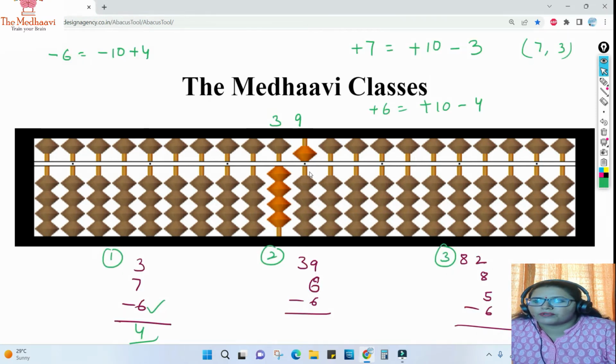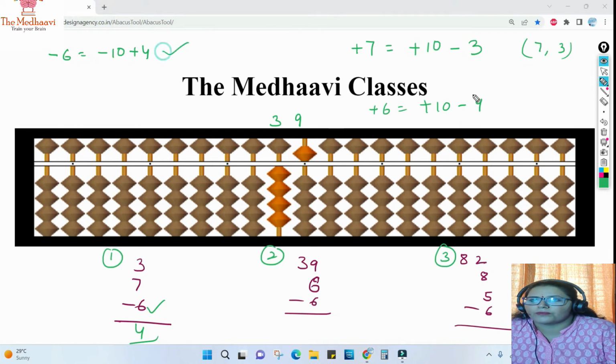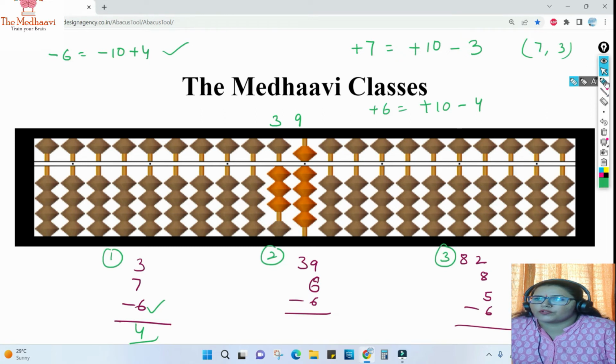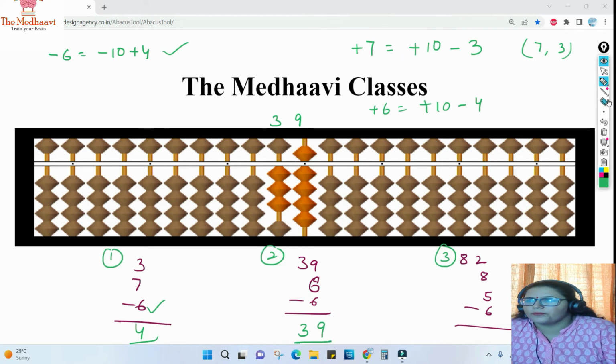Now you have to subtract 6. Again, on the unit place we have only 5, so we cannot subtract 6. How do you subtract 6? By using this formula: minus 10 plus 4. The answer is 3 on the tens place and 9 on the unit place, 39. 39 is your answer. Fine, so let's do our next question.